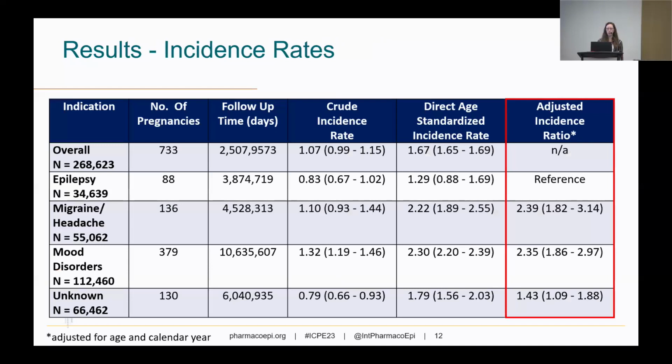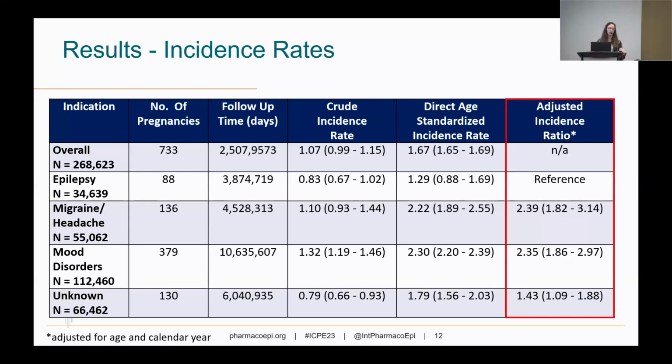To look overall at our actual rates across the entire study period, we identified 733 pregnancies across the study period. The majority of those came from the mood disorders. There was 379. I want to put everyone's attention to the last column just so that we can look at the overall. So this is the adjusted incidence ratio. These are adjusted for both calendar year as well as age of the patient.